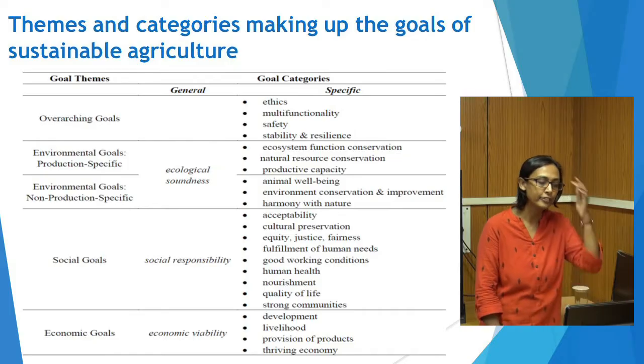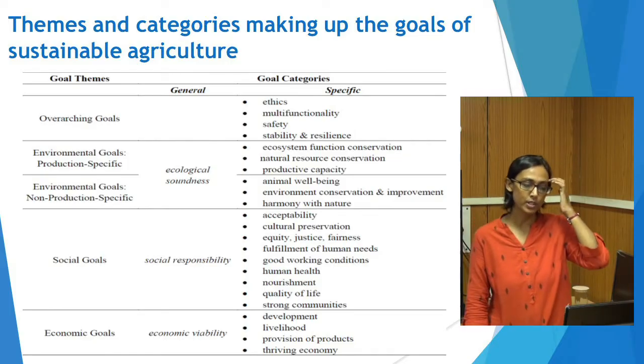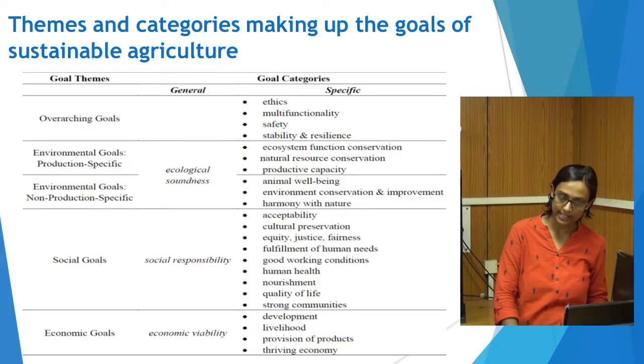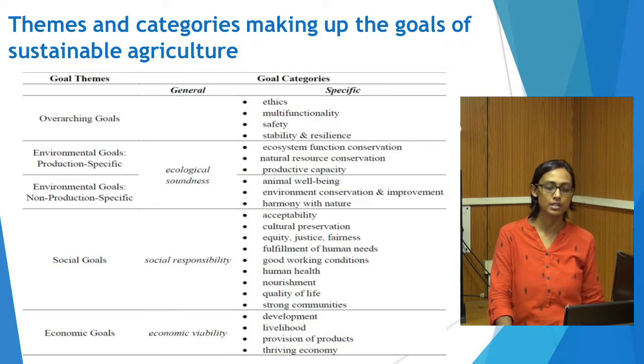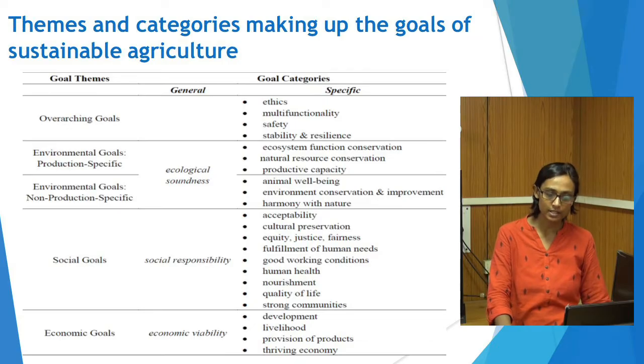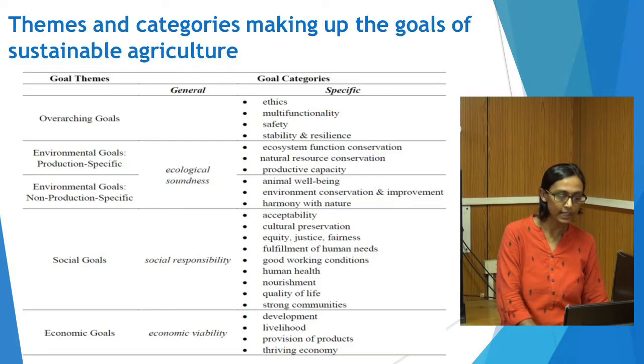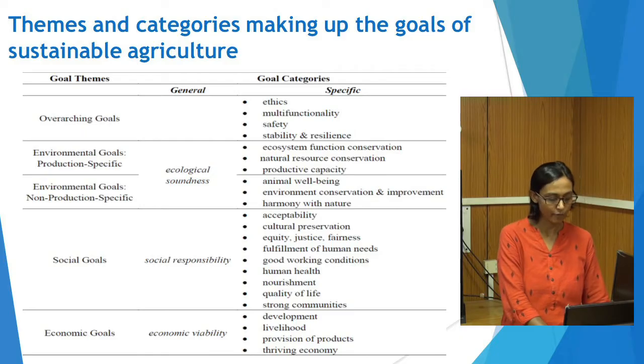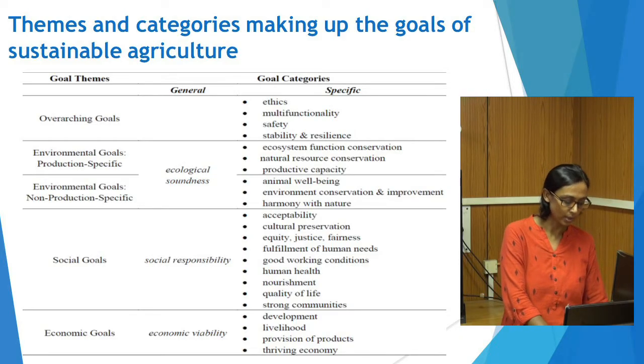Similarly, when we talk about social goals like social responsibility, we should talk about acceptability of the system, cultural preservation within the system, equity and justice and fairness among farmers, fulfillment of human needs, good working conditions, human health, nourishment of humans, quality of life and strong communities.